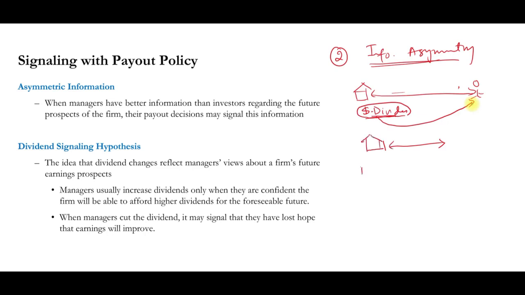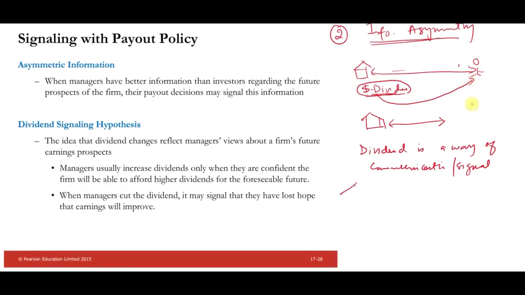So dividend is a way of communication, in a simple word, communication or signal between the company and shareholders. So for instance, there are different companies here, and as an investor, I'm standing here, I don't know which company is good or bad, right? Because in their annual reports, they can manage their earnings, or they can do manipulation. So as an investor, I don't know which one is a good company.